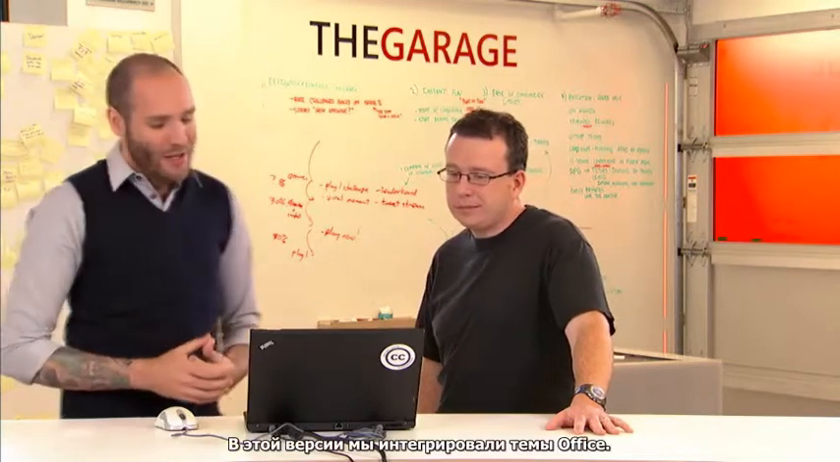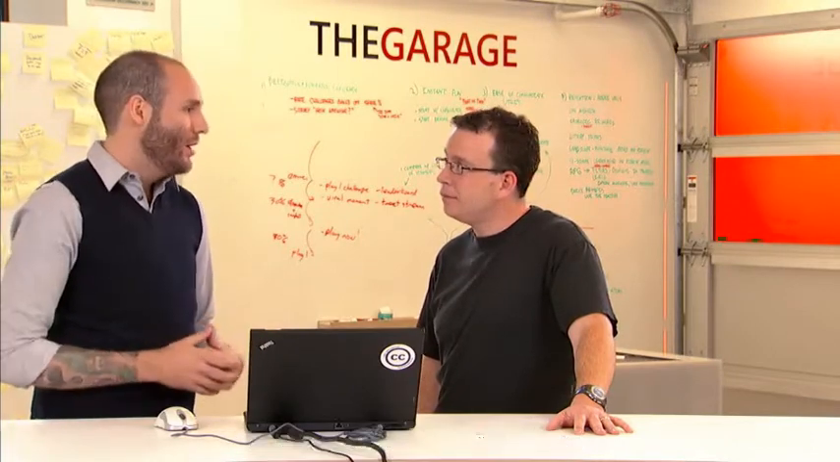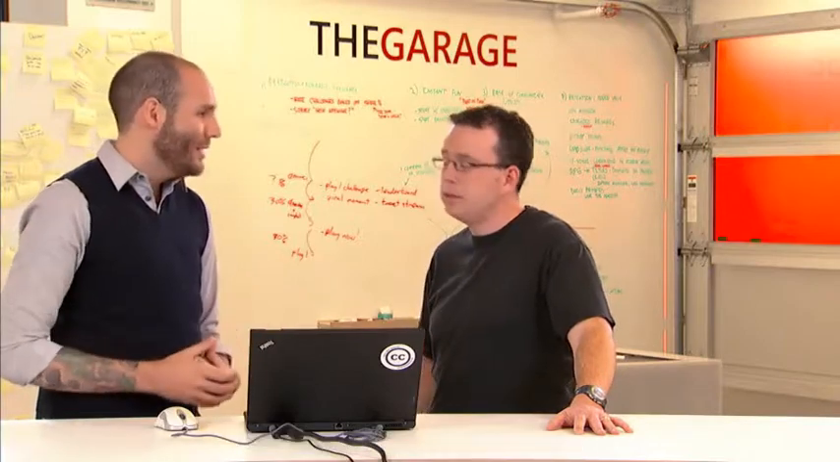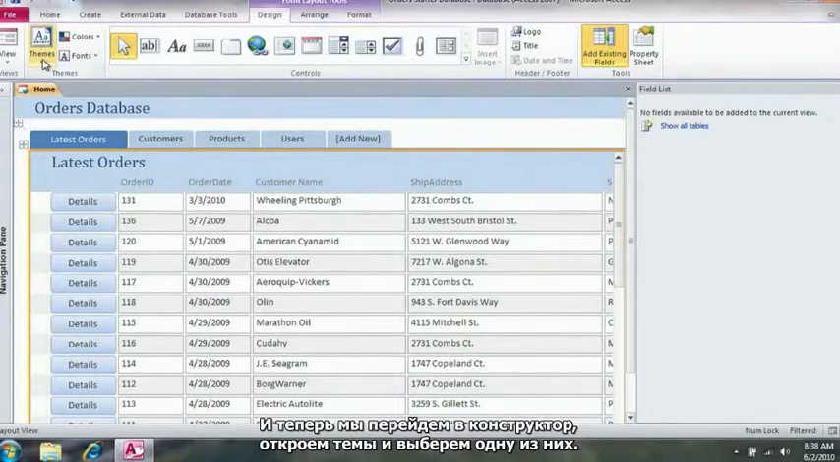That's challenging. So what we've integrated with in this version is Office themes. Now any of the themes that you create in PowerPoint or in SharePoint, you can bring to your Access application. The same themes move around between applications. Exactly. And so we can go to the design view, and we can go to our themes, and we can pick one.